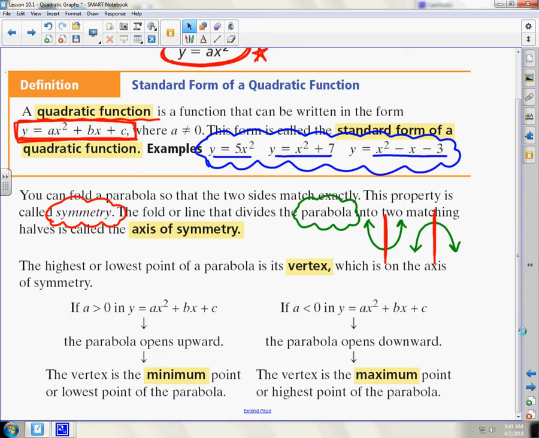Now the vertex is the highest or lowest point of a parabola. I drew two little parabolas over here. If the parabola opens up like this one, it's opening upward. The vertex is right here, and this is the minimum, the lowest point. If the parabola opens down, this point right here, the vertex, is the maximum because that's the highest point. So just make sure you have these written down in your notes.